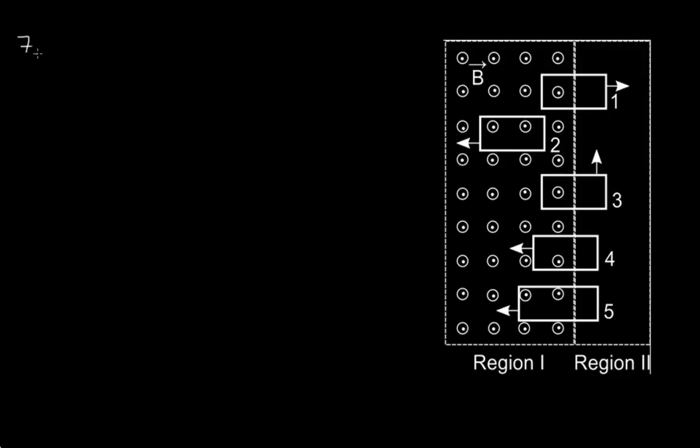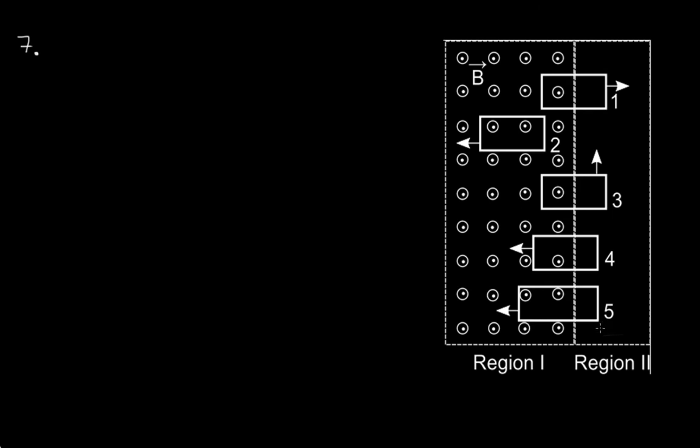This is problem 7. In this problem we're given 5 loops, 1, 2, 3, 4, 5. And we're told that all are made from the same wire and that these first 4 are identical, and then this one has the same height but it's longer. And they're all moving at the same speed in these directions showing. There's a uniform magnetic field here but no magnetic field in region 2.